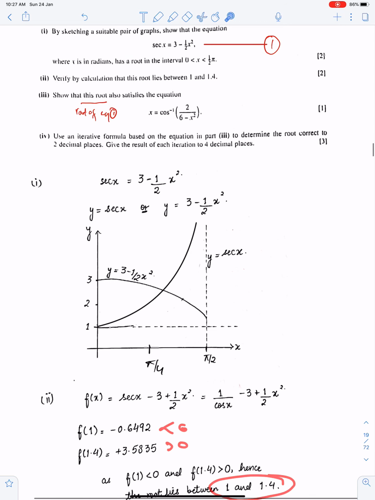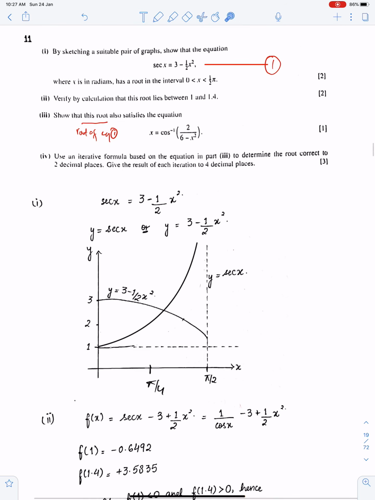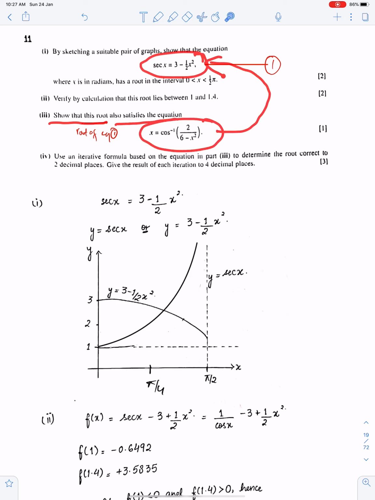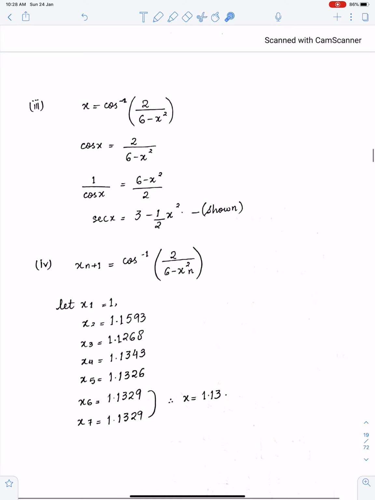Now show that this root also satisfies this equation. I think this is step number 6 or 7 in my notes. You have to convert this equation into this form. Show that the root of equation 1 also satisfies this equation. That means convert this equation into this form, meaning both equations are the same. You just need to show this. So by bringing the cos here, we have cos x. And by taking the reciprocal of cos, we have sec x here. And this is the required equation. This is what we had to show.